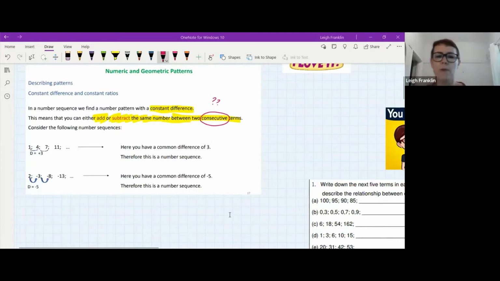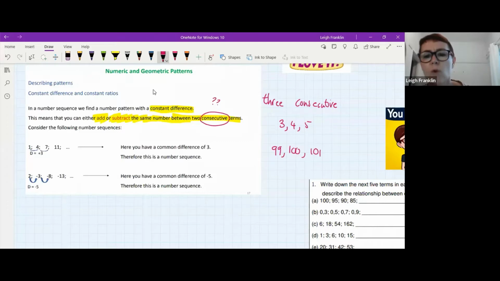So when we talk about consecutive numbers, we're talking about one that follows the next. So if I give you 3 consecutive numbers, I could go something like 3, 4, 5. Or I could go 99, 100, 101. Okay, so the word consecutive means that they follow one another.